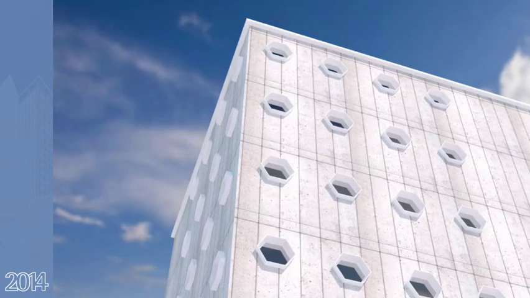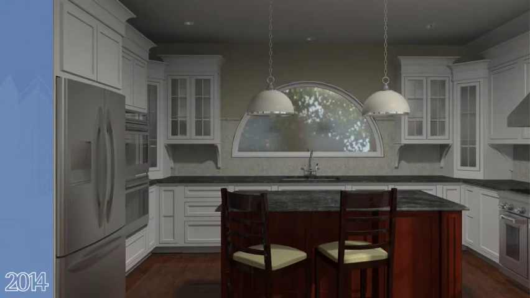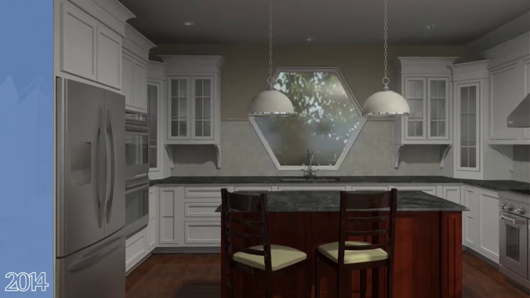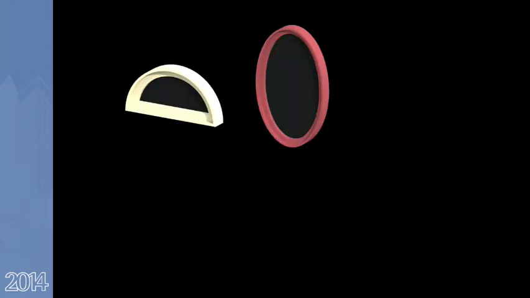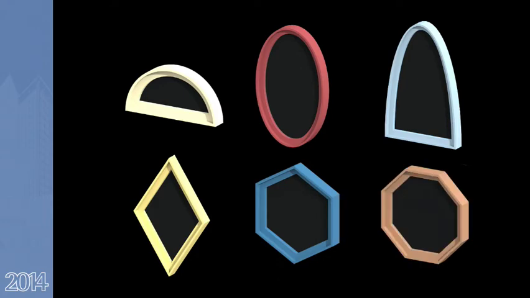You asked and we listened. Windows can now be created in a huge array of shapes that were previously not possible without creating custom geometry. Many new shapes have been added to the window tool configuration capabilities. These new shapes include rectangles, half circles, ovals, half ovals, diamonds, hexagons, and octagons.